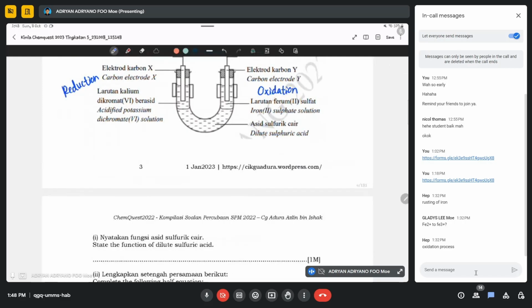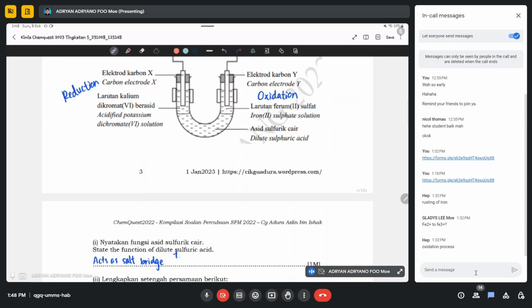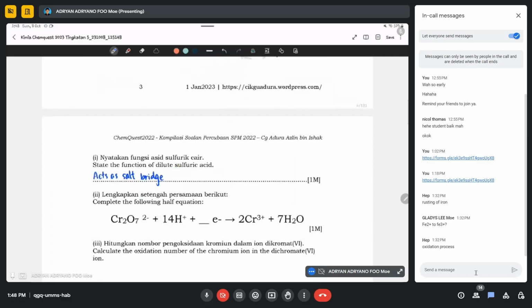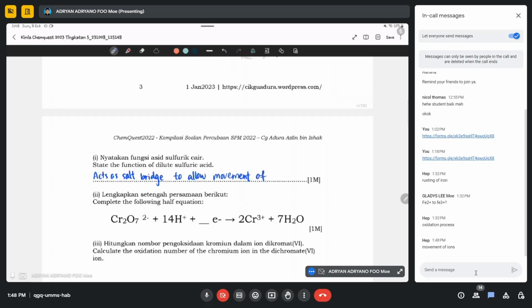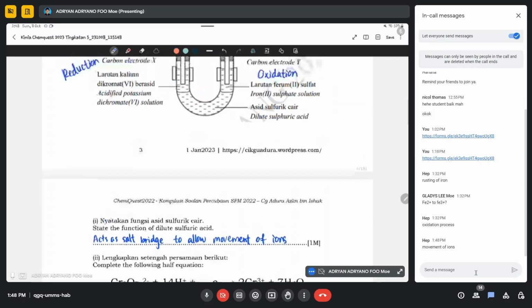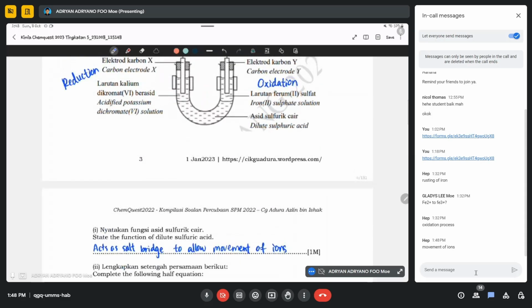State the function of dilute sulfuric acid. What is the function of dilute sulfuric acid? It acts as a salt bridge. See? You memorized this answer. What is the use of a salt bridge? To allow movement of ions. 1 mark, you memorized this answer. Movement of ions. Yes, that's it. Okay, next.